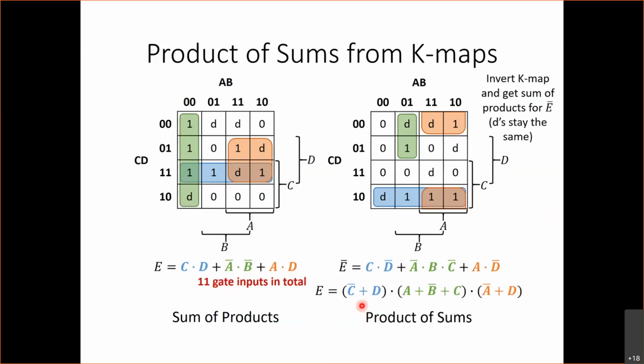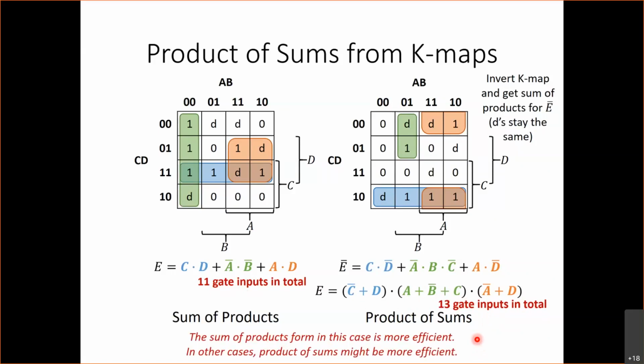For here, I need a 2 input OR gate and a 3 input OR gate and a 2 input OR gate. So that's 2 plus 3 plus 2, that's 7. And then I need a 3 input AND gate. So that's 10. And then I need 3 inverters, an inverter for C and one for B and one for A. So that's 13 gate inputs in total. So the equation on the left needs less hardware to implement than the equation on the right. And this is only in this case. So in this case, sum of products is more efficient. But in other cases, it might be the case that product of sums is the more efficient way to implement the circuit. Okay, any questions?